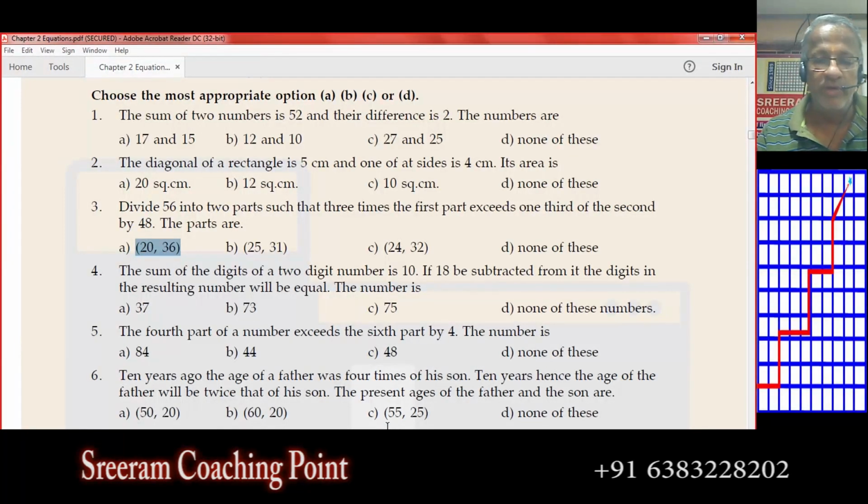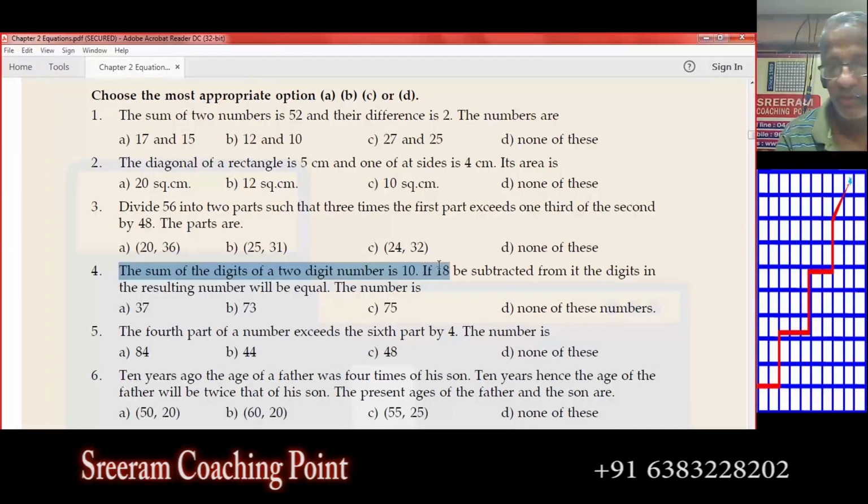So the sum of the digits of a two-digit number is 10. If 18 is subtracted from it, the digits in the resulting number will be equal. The number is 37, 73, 75, or none of the above. How can you do this under examination conditions? Whatever properties they tell you, if you apply and test them, you will automatically get it.